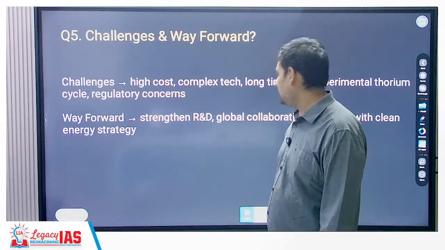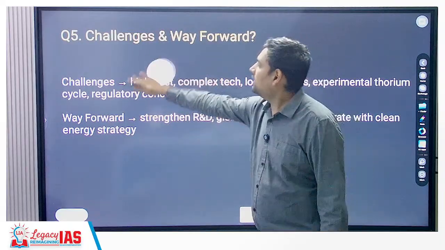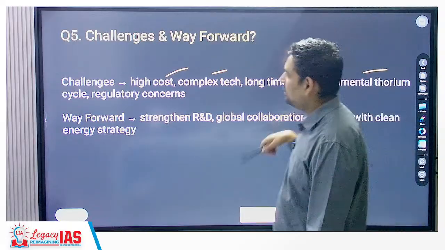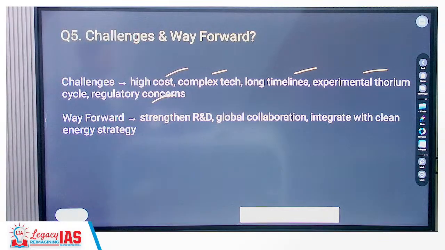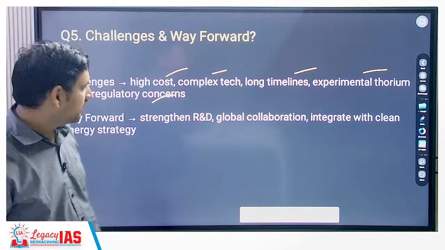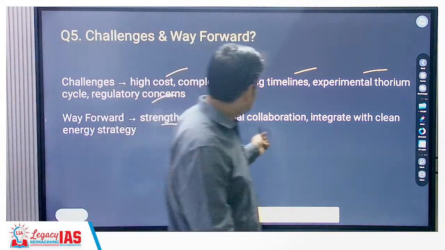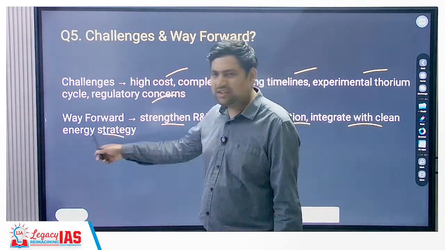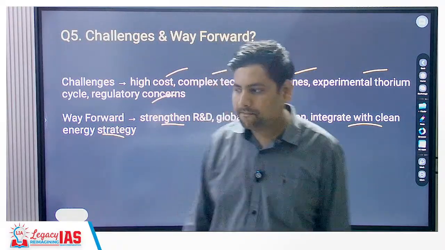Then challenges and way forward. What is the challenge? Of course, one challenge always high cost. Then other challenges, complex technology, long timelines, experimental thorium cycle, then regulatory concerns. So all these remain entangled with nuclear energy all the time. Then the way forward is strengthen R&D, local collaboration, integrate with clean energy strategy. All these are simple way forwards. Okay.